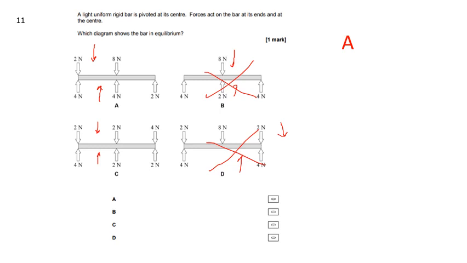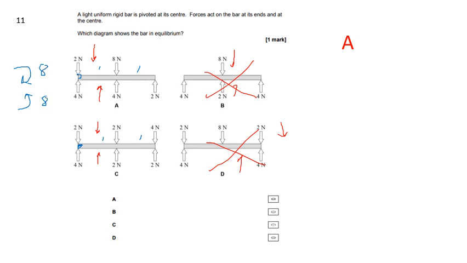Now, if we look at the moments, taking moments about this point here, on the first one, clockwise and anti-clockwise, let's call all of the distances 1, like 1 meter. So on the first one, clockwise, we've got 8 times 1, which is 8. Anti-clockwise, we've got 4 times 1, which is 4, plus 2 times 2, which is 4. So anti-clockwise, we've got 8 newton meters as well. So that's looking like the answer.